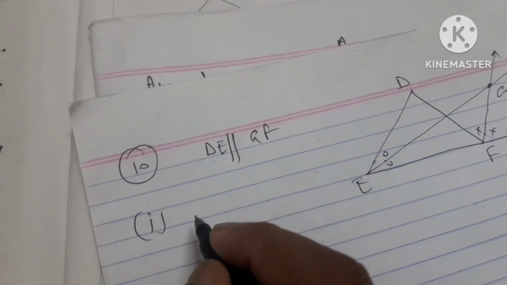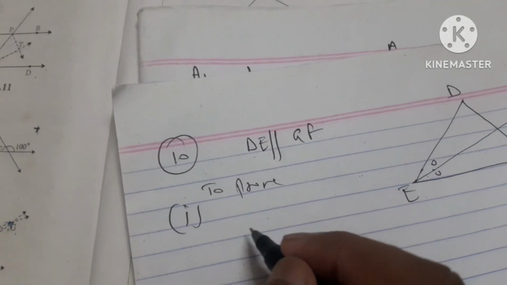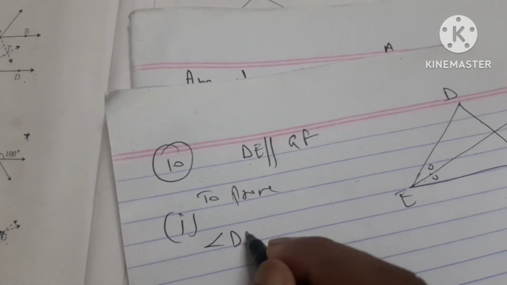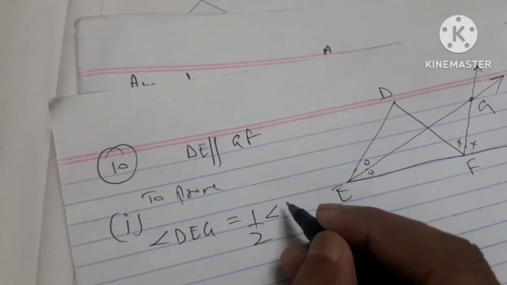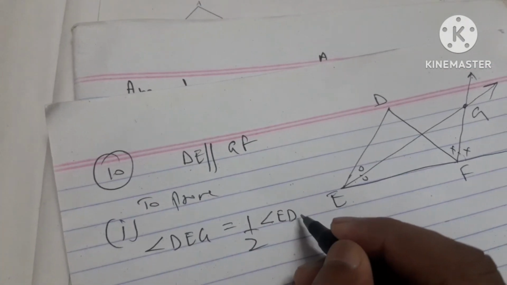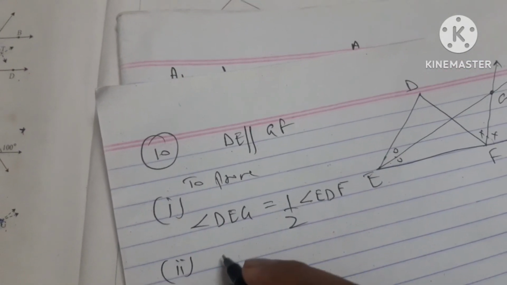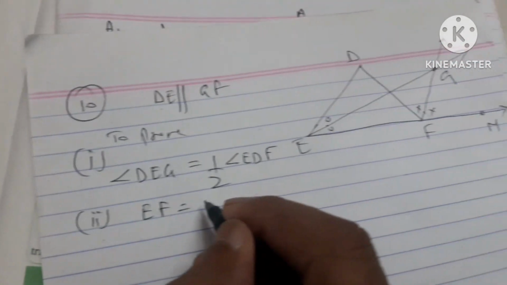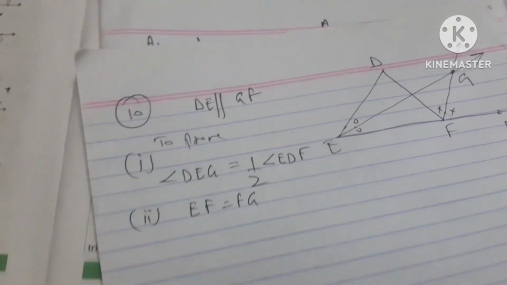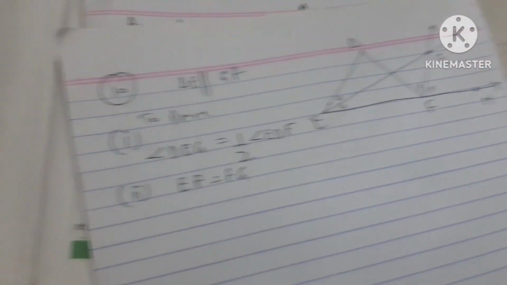Now the next thing is you have to prove two parts. The first part is to prove that angle DEG is half of angle EDF, and the second part is to prove that EF equals FG. So we have two parts to prove, so let's begin.